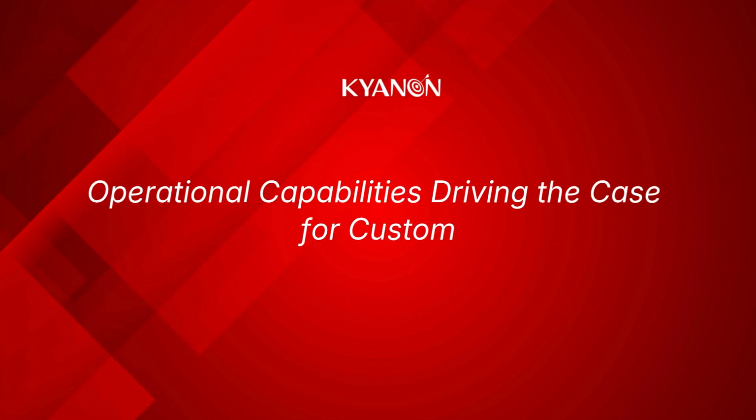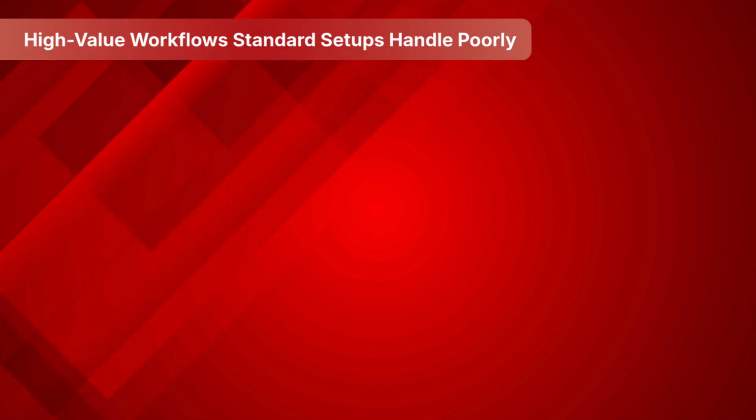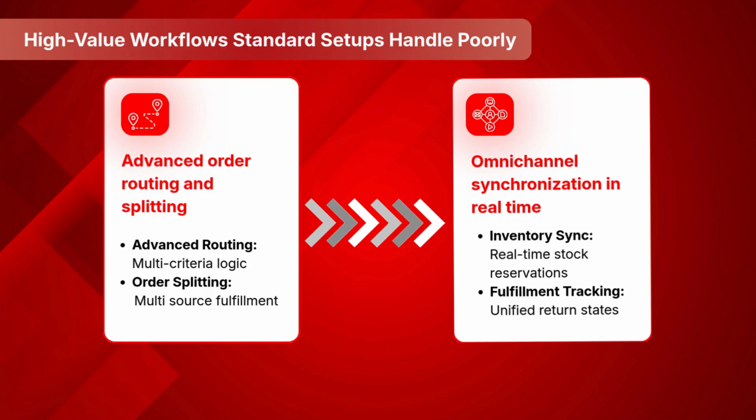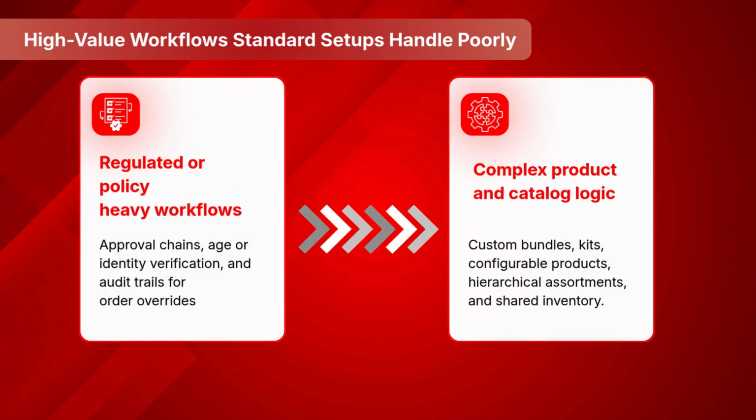Operational capabilities driving the case for custom. The strongest business case for a custom platform lies in workflows that standard commerce architectures handle poorly. Custom systems unlock advanced order routing based on profit margins, shipping costs, or geography, while effortlessly splitting a single order across various suppliers and physical stores. They also ensure precise, real-time synchronization of inventory reservations and store returns, effortlessly managing complex product bundles or strict regulatory compliance checks.